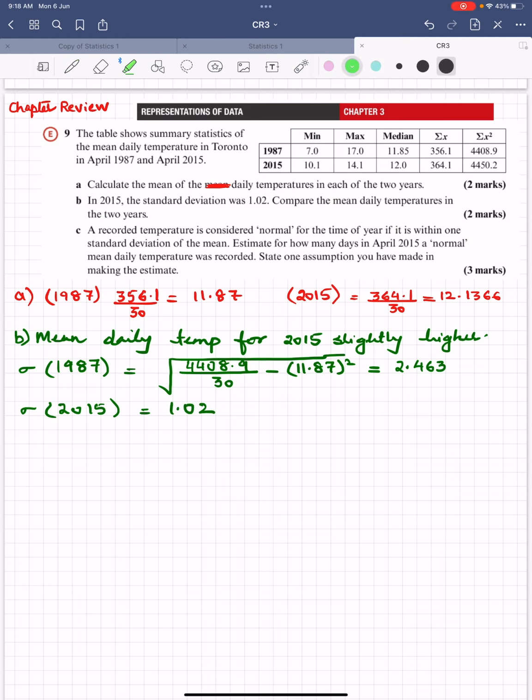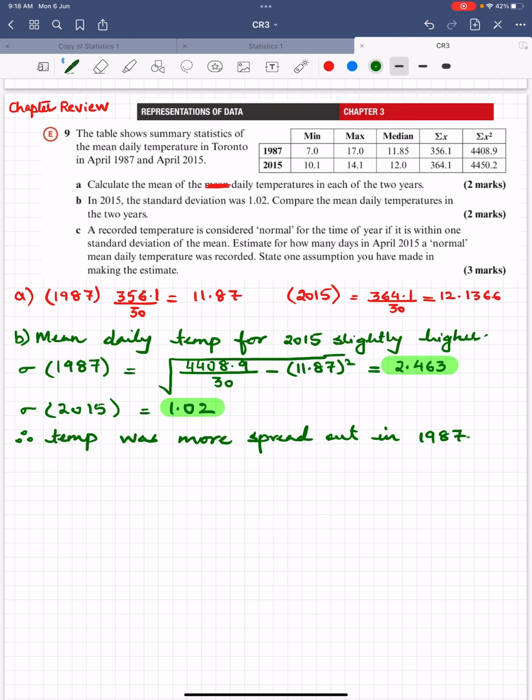Now, the standard deviation for the year 2015 is given to us already, and that is 1.02. So if we compare the standard deviation 1.02 and 2.463, we can clearly see that the temperature was more spread out in 1987. So we conclude, therefore, the temperature was more spread out in 1987. That answers for the part B.